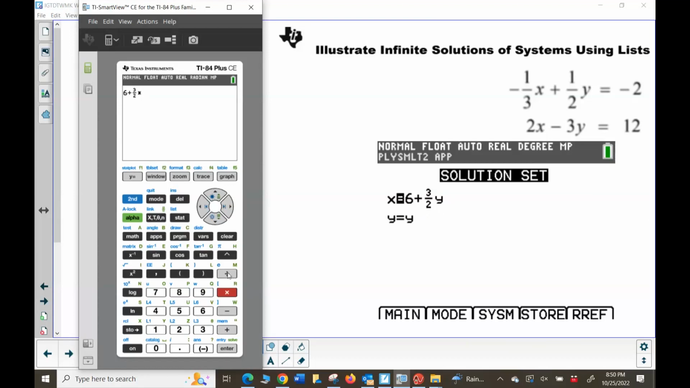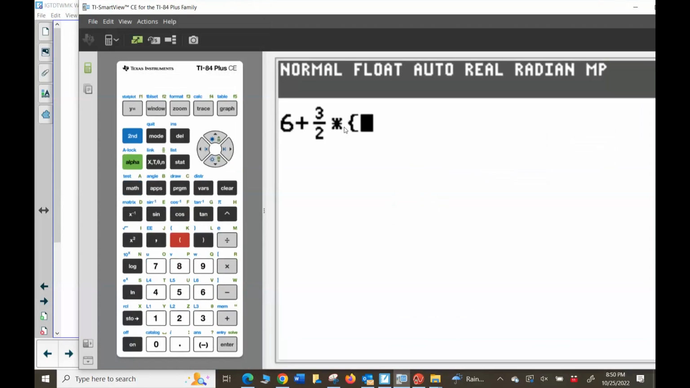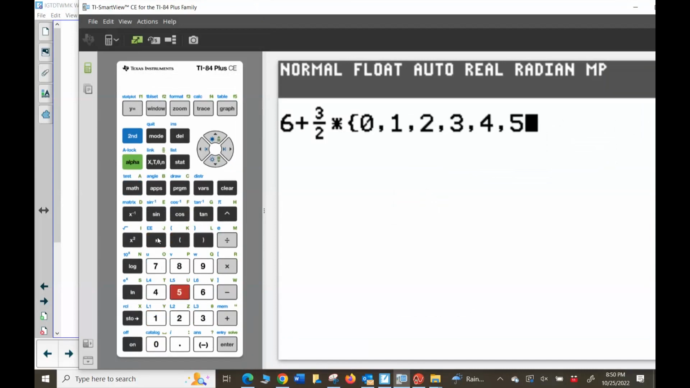I'm going to put a list of numbers. When I do a list, I have to start with curly brackets, so that would be second left parentheses to get the curly brackets. Let me make this bigger so you can see it. 6 plus 3 halves times curly brackets. And now I'm just going to type in numbers like 0, comma 1, comma 2, comma 3, comma 4, comma 5, comma 6. I think that's enough. Second right parentheses to finish the brackets. So what I'm saying is find out what these are when y is equal to 0, 1, 2, 3, up to 6. Okay, so press enter.